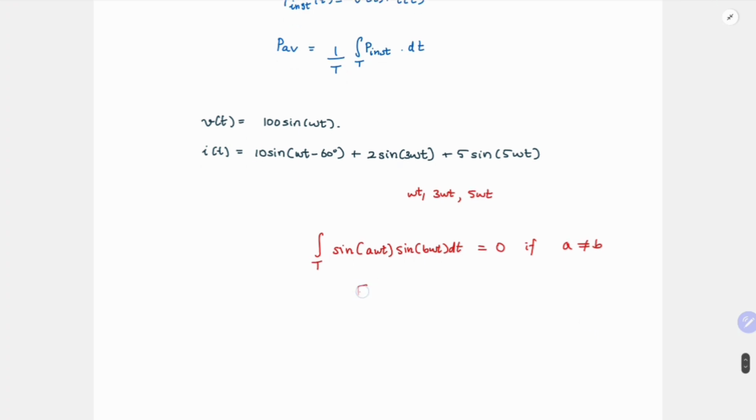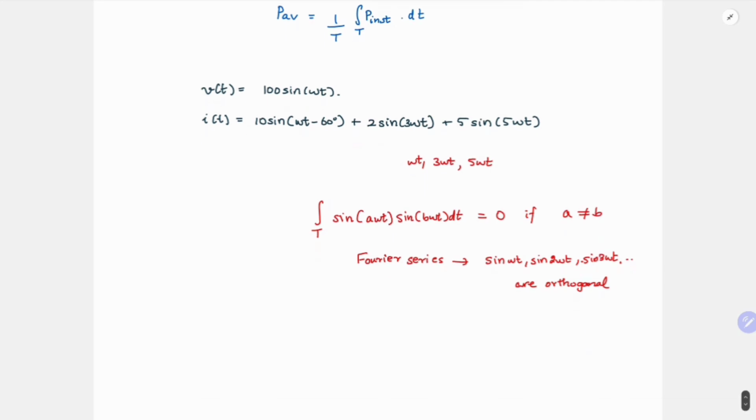So this also comes from your Fourier series, where you know that sine a omega t and sine b omega t are orthogonal. Sine omega t, sine 3 omega t, or even sine 2 omega t, sine 3 omega t are orthogonal. Same is the case for cos also. So even if they have given cos 3 omega t here, it will be the same thing.